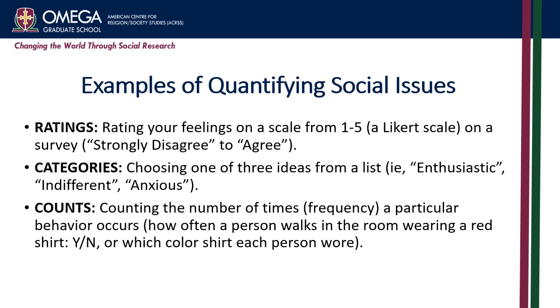And we also might look at counts. So maybe the frequency of a particular behavior, maybe how often a person walks into a room wearing a red shirt over a period of time, and that's a yes or a no. Yes, they have a red shirt, no, they don't. Or maybe which color of shirt they were wearing. So how many blue shirts, how many purple shirts, how many green shirts. And that actually says something about people's patterns of behavior.